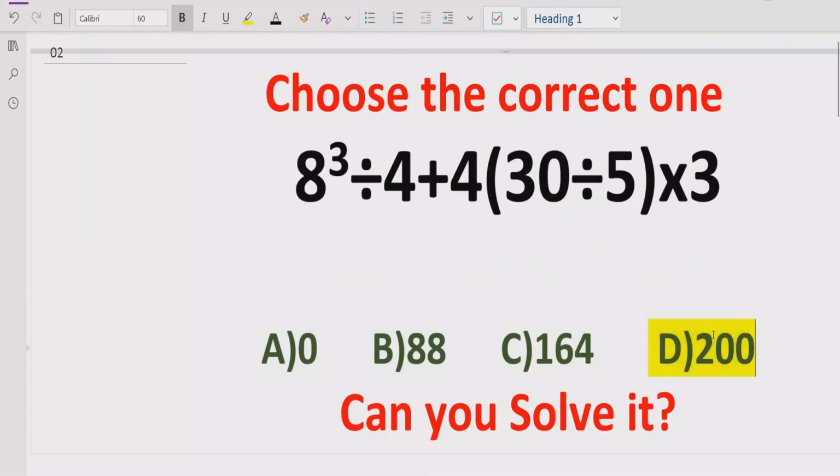So this is the way you can solve the given expression using the PEMDAS and BODMAS method and find the correct answer. So that's it for today.